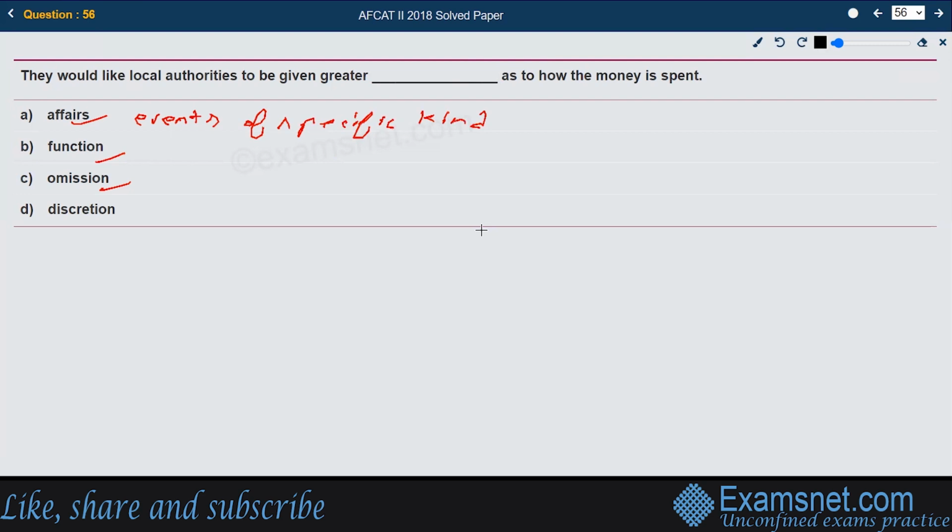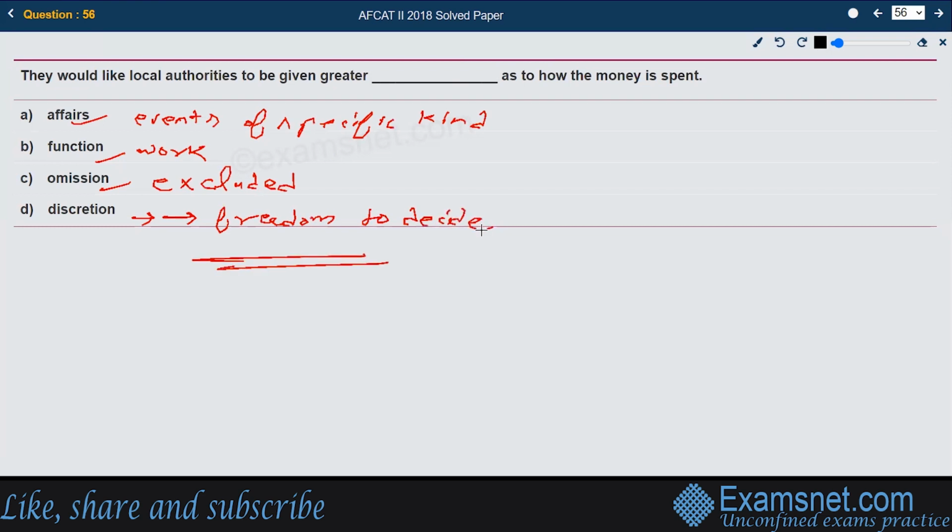Next is function. Function means some work. Next word is omission. Omission means something that is left out or excluded. If something is to be excluded, we say that it has been omitted. Discretion. The word discretion means some freedom to decide what should be done. Discretion means freedom to decide what can be done.